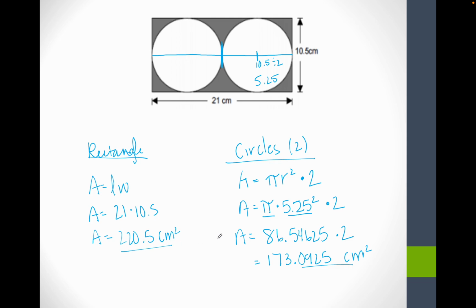Now we want to know what is the area of this rectangle with the circles cut out. So we're going to subtract those for a final answer of 47.4075 centimeters squared.